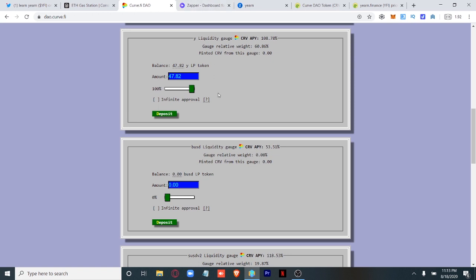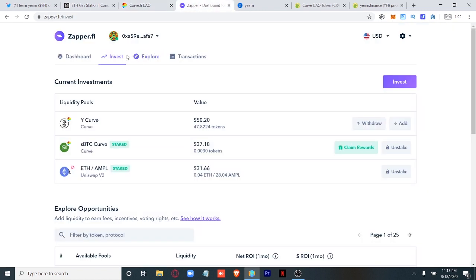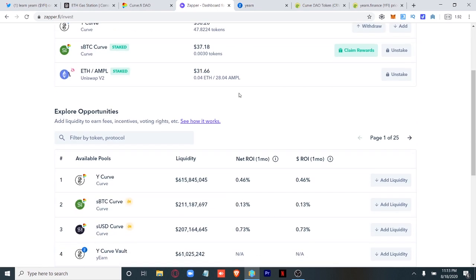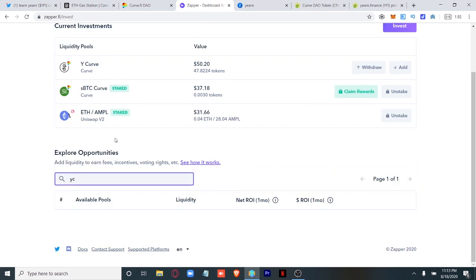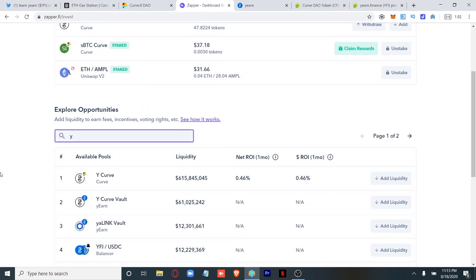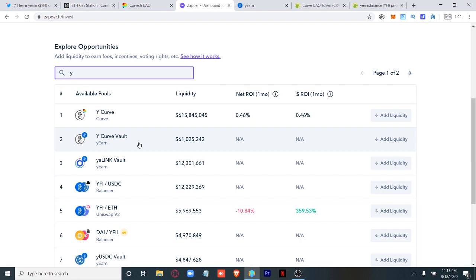So now, for providing liquidity and earning for people like us, you can do 2 things. If you haven't provided liquidity yet, you can go to zapper.fi. Go to the invest tab on zapper.fi, go down, and in the search bar search for Y Curve. There's a Y Curve vault.